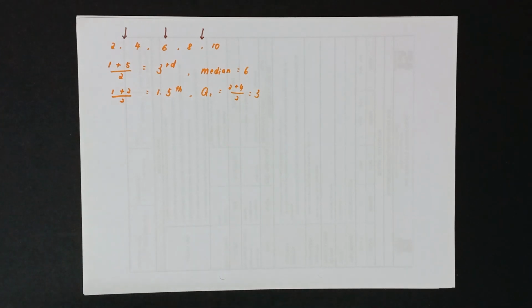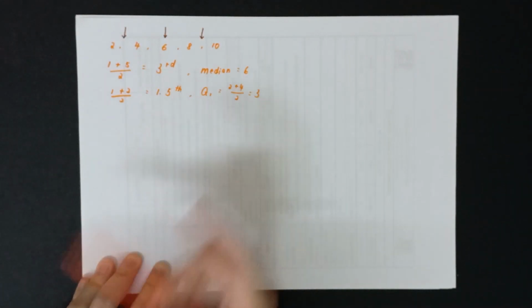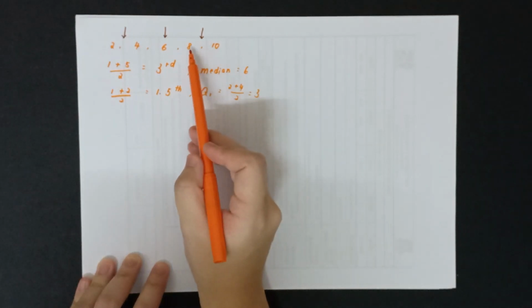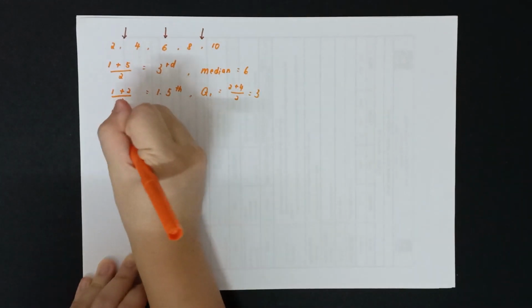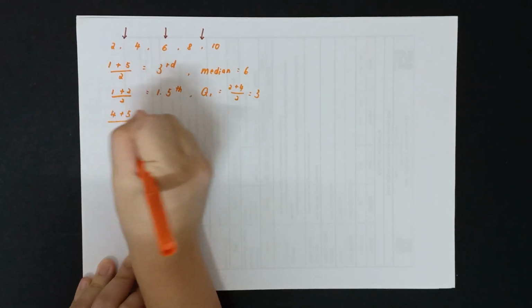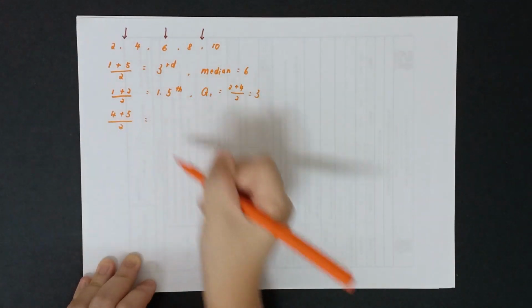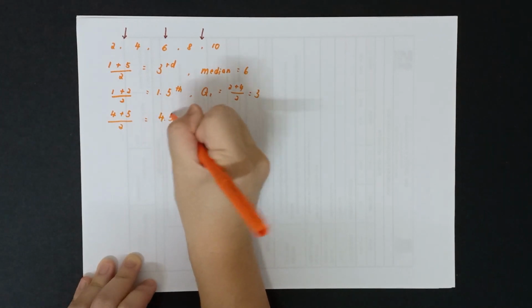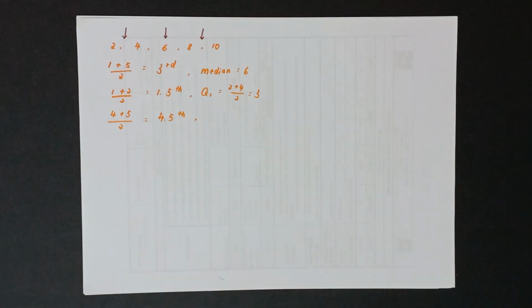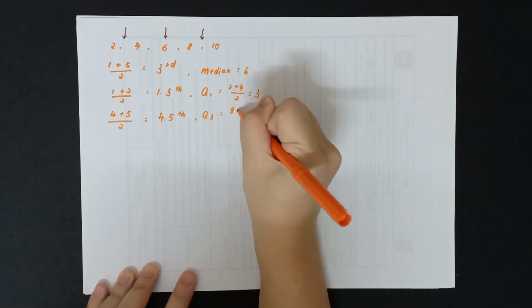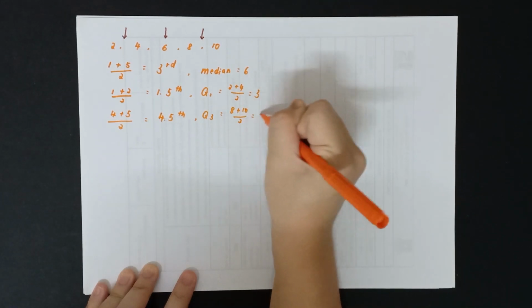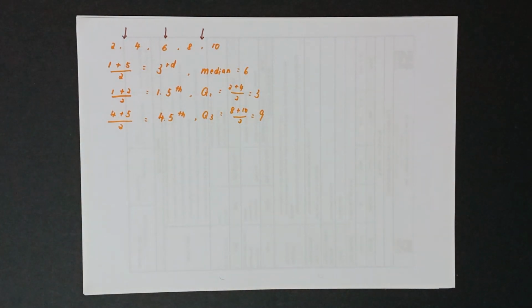Okay, so now try a new one. Now let's go to the third quartile. So you have 8 and 10, which is my 4th value and my 5th value, right? So 4 plus 5, I divide by 2 as well. Then I'll get 4.5. So 4.5 means the midpoint of the 4th and the 5th value. So Q3 will be equal to 8 plus 10 divided by 2, which is 9. Okay? I hope that this method is easier for you.